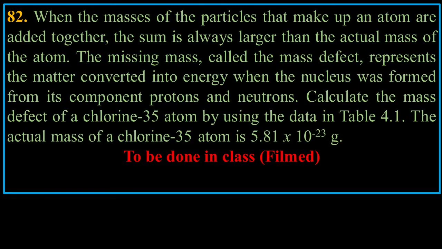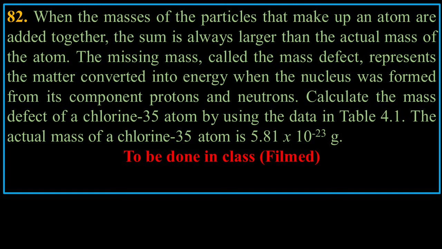When the masses of the particles that make up an atom are added together, the sum is always larger than the actual mass of the atom. The missing mass, called the mass defect, represents the matter converted into energy when the nucleus was formed from its component protons and neutrons. Calculate the mass defect of chlorine-35 atom by using the data in table 4.1.